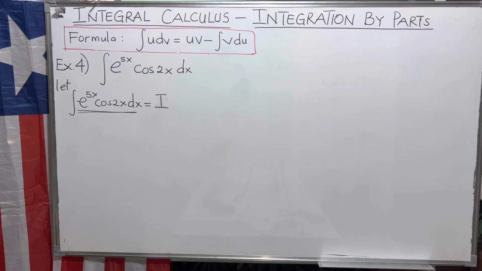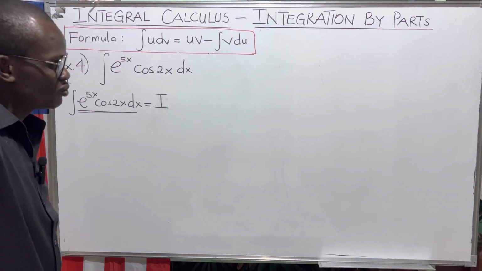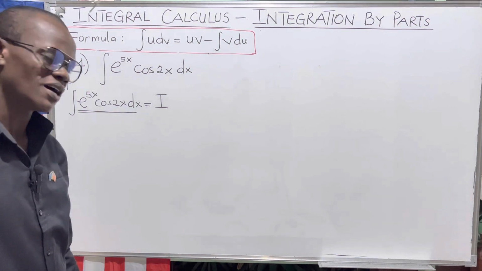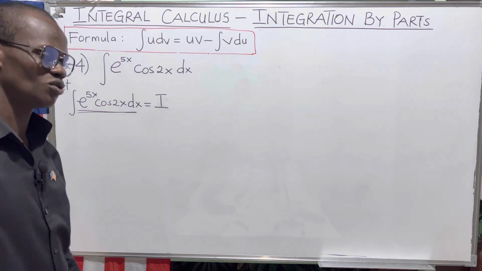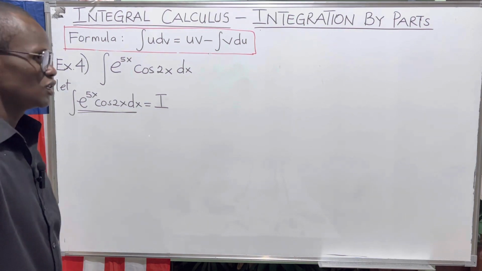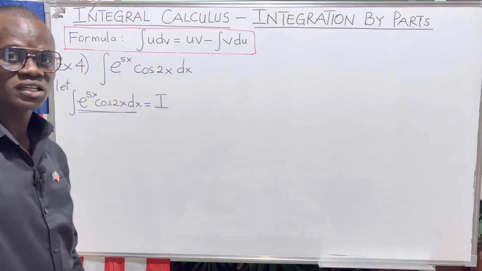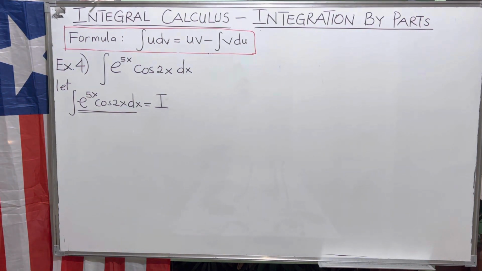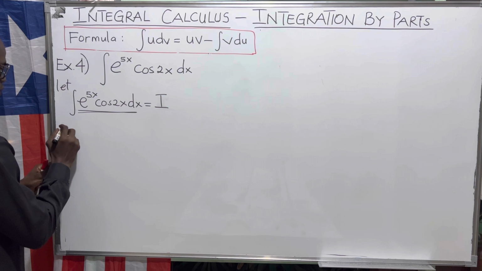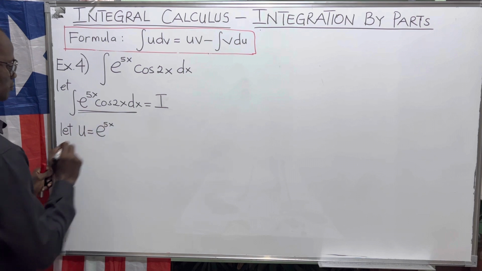When you have the integral of an exponential function and a trigonometric function, you cannot easily say you will always make u this or that. It doesn't matter. Whatever you want to make your u, you can make it your u, and whatever you want to make your dv, you can make it your dv. For this problem, I'm going to select my u to be the exponential function. So let u equal e raised to the power 5x.